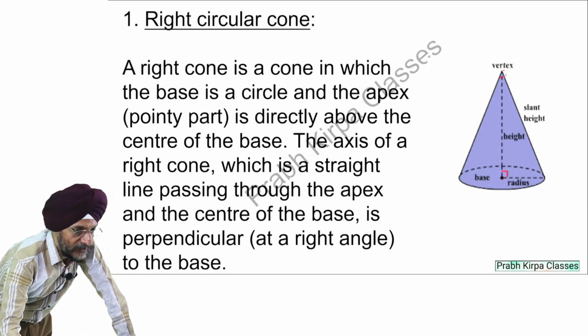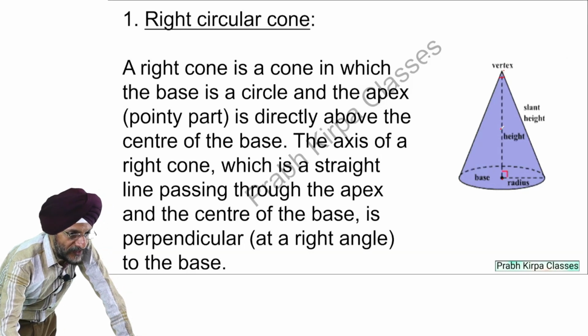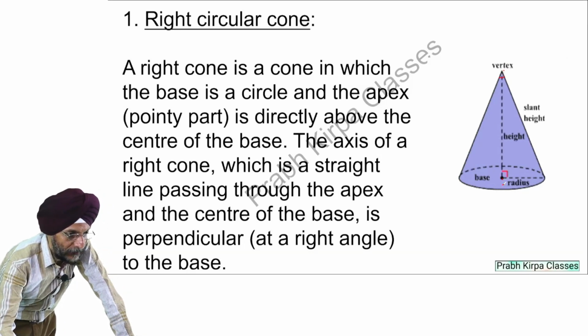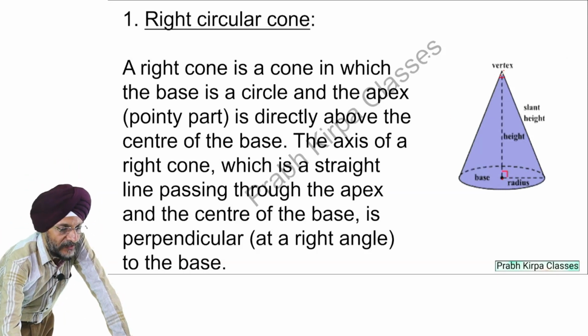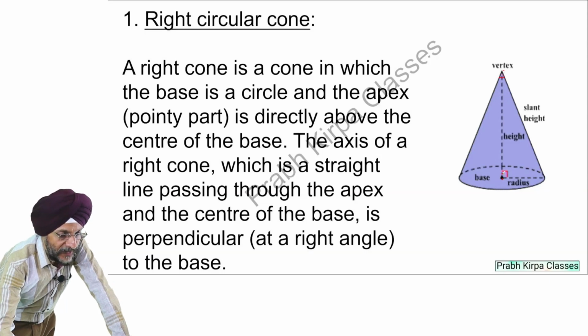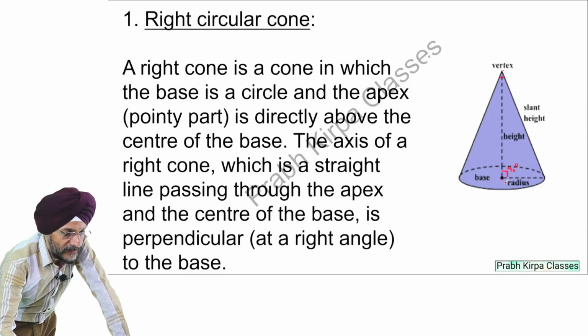The axis of the right cone, which is a straight line passing through the apex and the center of the base, is perpendicular to the base. It means that this line, which is attaching the center of the base with the pointy part, is having a 90-degree angle at the base.